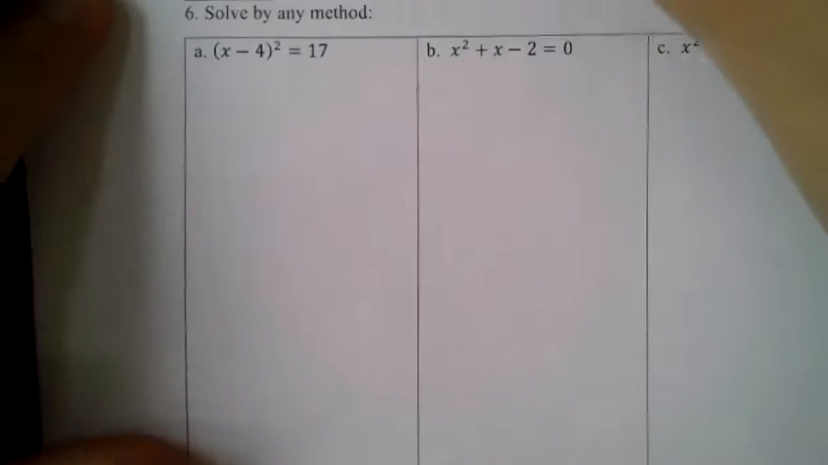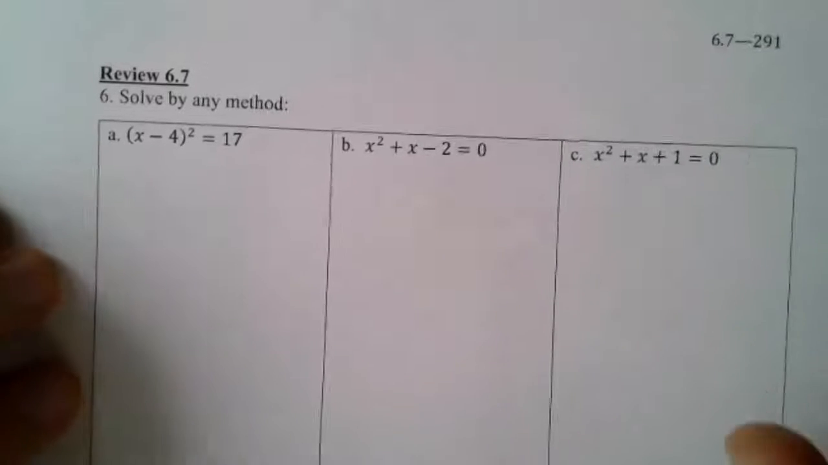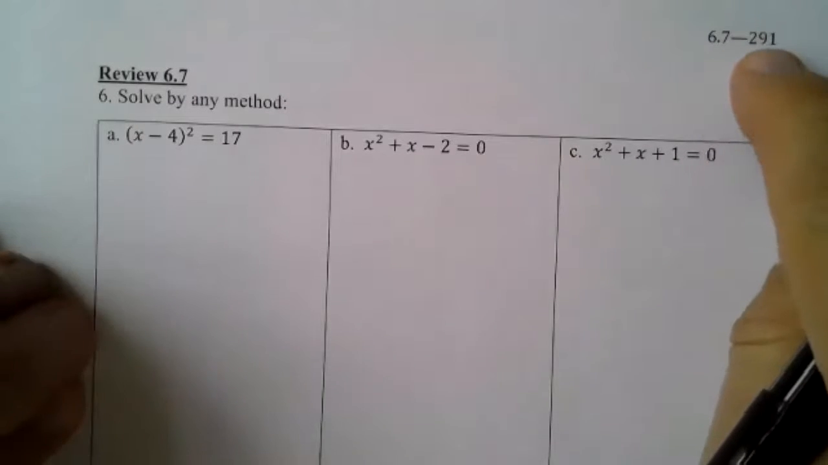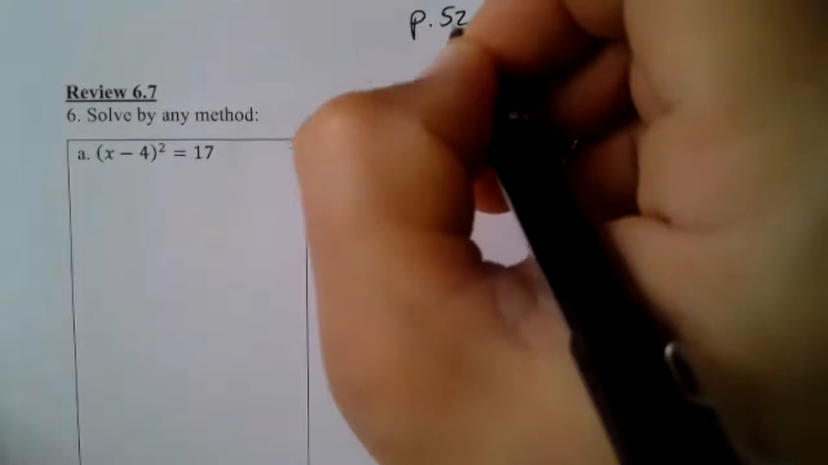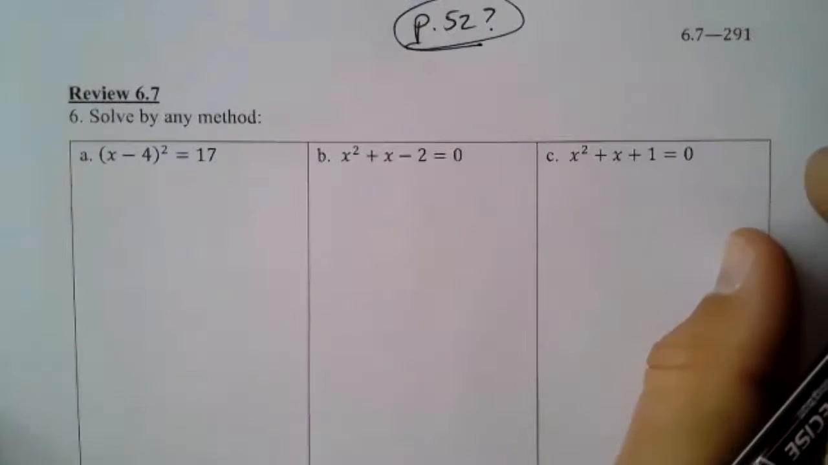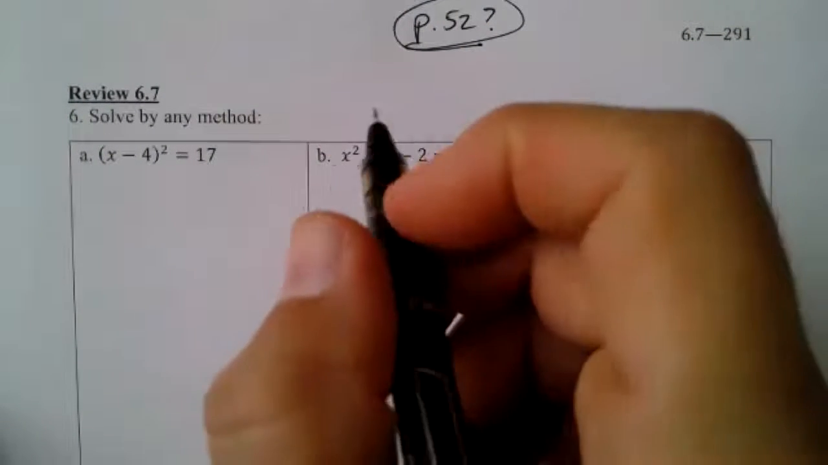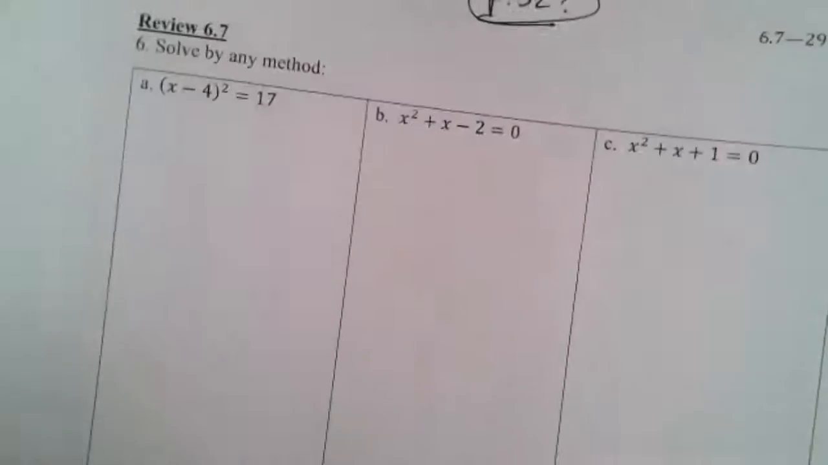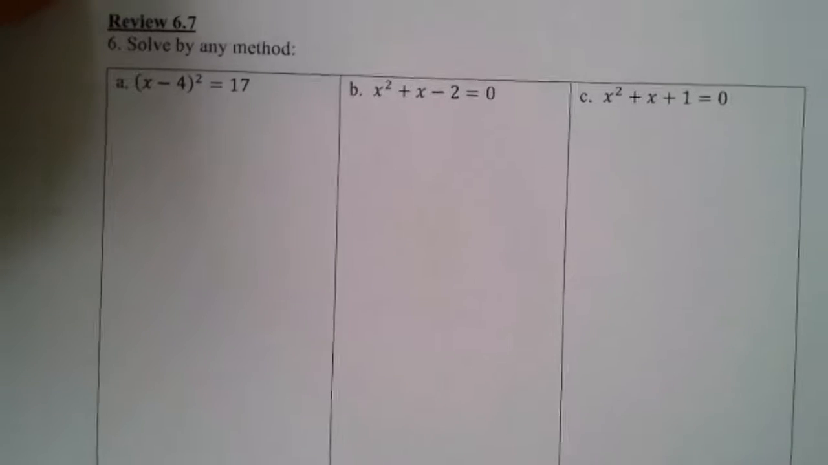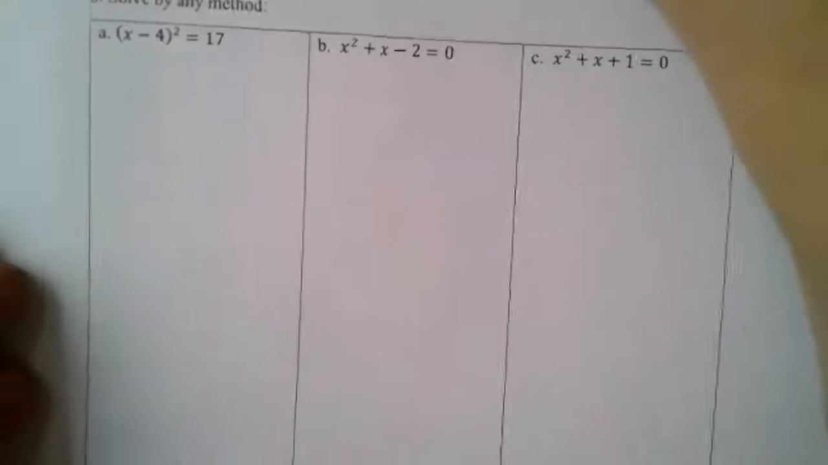All right, so let's go to the next part here. Let's see if we can straighten this up. So we're on 6.7, 291. I think it's like page 52 or something like that. I'm not sure out of that print off. But we're going to go through solving by any method that we want here. This is going to be the last thing we do because it's probably going to take most of the time to do this.